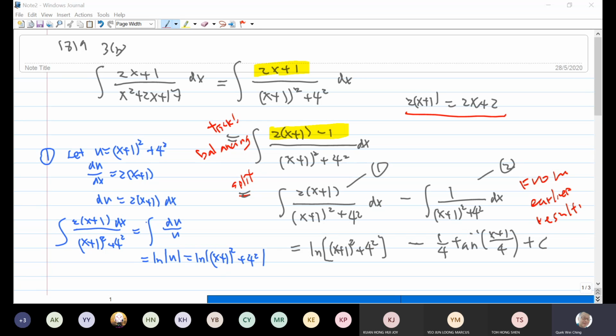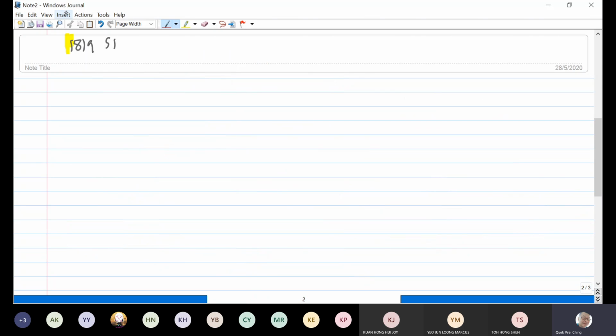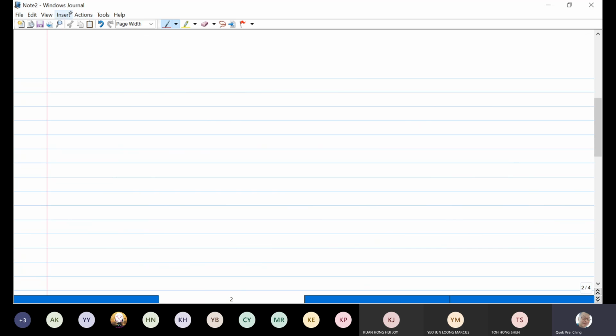Okay, let me do a simple one for you. Let me do 5A for you. 5B is also quite easy. I'm not sure if I did it for you already. Let me do 5A first. How to do 5A, right? So, question 5A. Simple one first. Okay, so I'm going to start the page here. So 1819 S1, Question 5A.